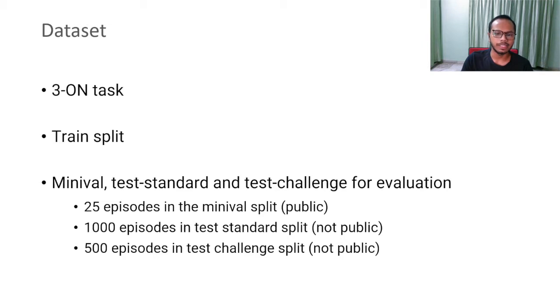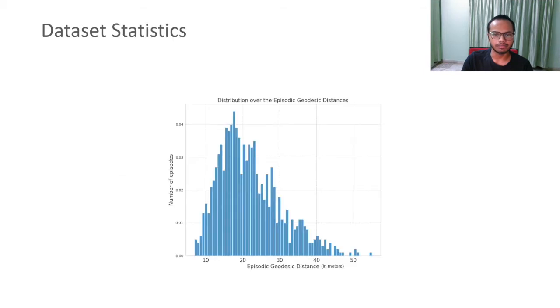The Test Challenge split has 500 episodes, and these were not released publicly as well. This split is used to determine the winners of the Multi-on challenge. We have 61 scenes in the train split, 11 scenes in the Minival split, and 18 scenes in the Test Standard and the Test Challenge split. Test Standard and Test Challenge splits share the same scenes.